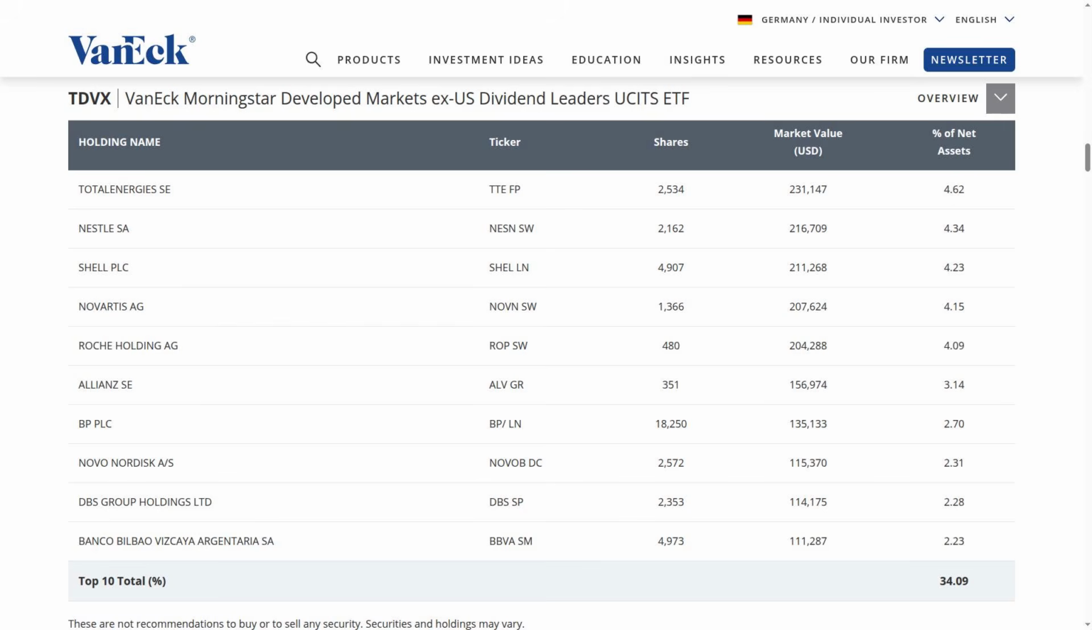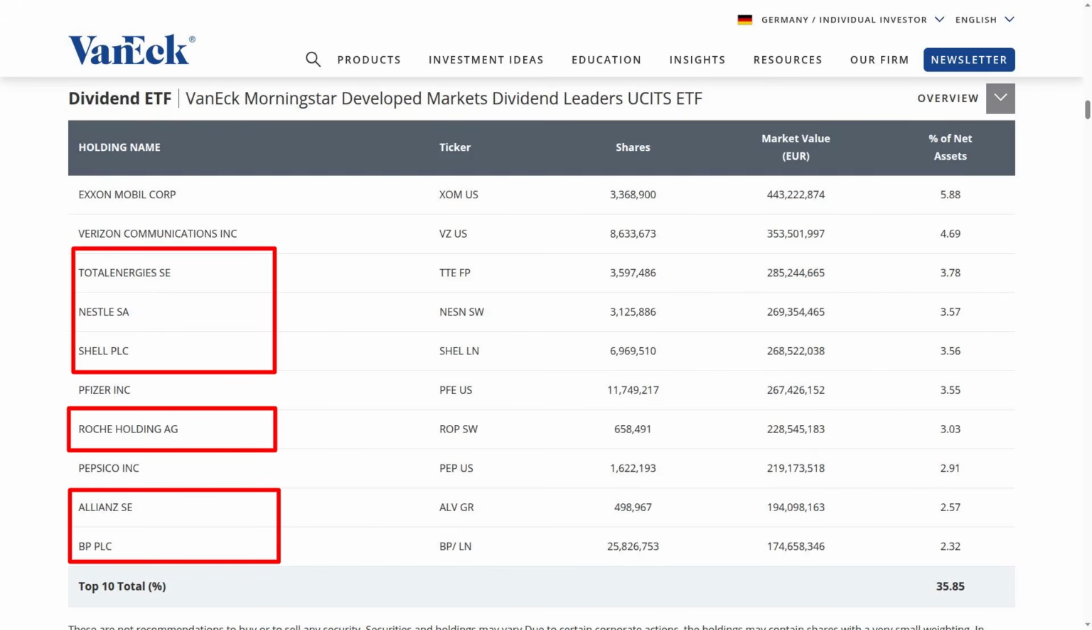Finally, let's see which businesses make up the top 10 list. Total, Nestle, Shell, and so on. 90% of the top 10 are well-known, high-quality European companies with incredibly strong dividend characteristics. DBS Group is a banking company from Singapore. I really like this top 10 lineup. They make up over 30% of the entire fund, which is not surprising for a portfolio of only 100 companies and is completely acceptable. By the way, many of these exact same companies also appear in the top 10 of the classic VanEck Dividend ETF.